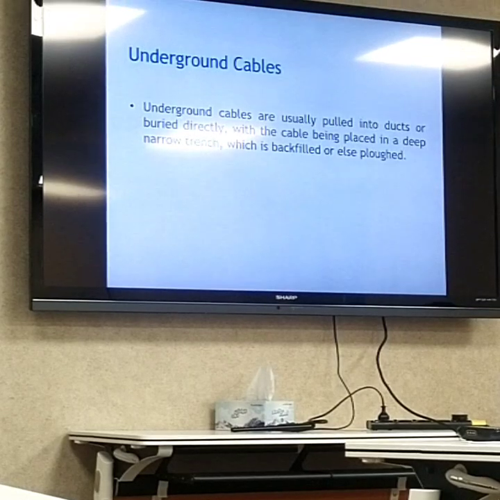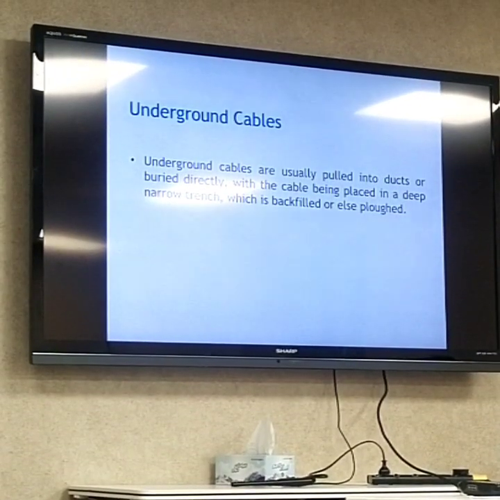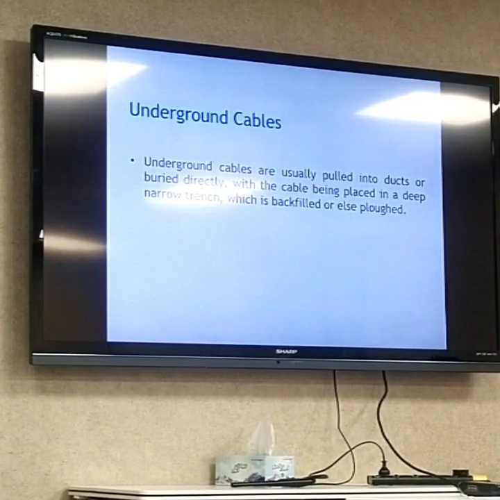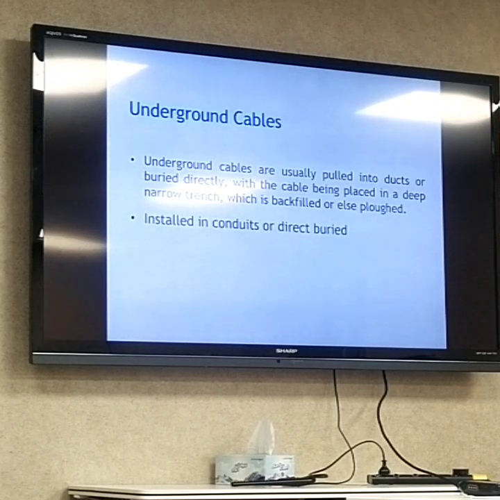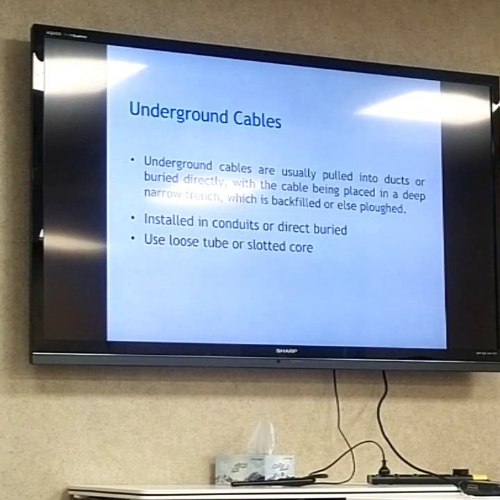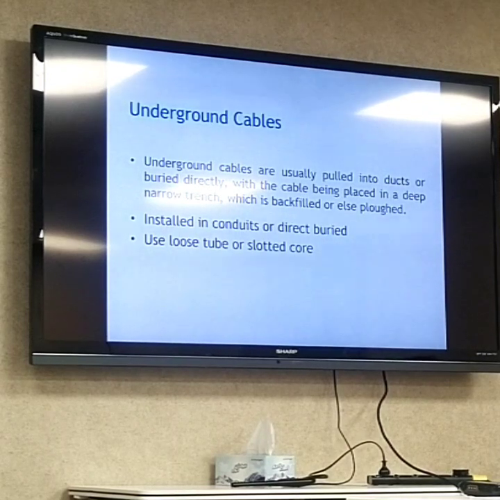Underground cables are usually pulled into ducts or buried directly, with the cable placed in a deep, narrow trench, which is backfilled or else blocked. It's installed in conduits or direct pipe. With underground cables, normally we use the loose tube, loose buffer. You remember? Always closed. And there is a metallic barrier for moisture.